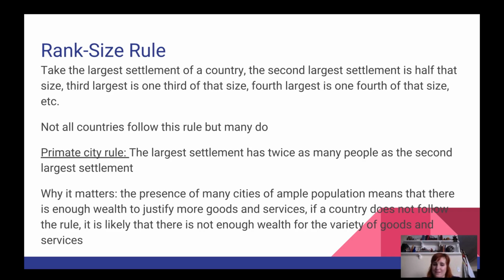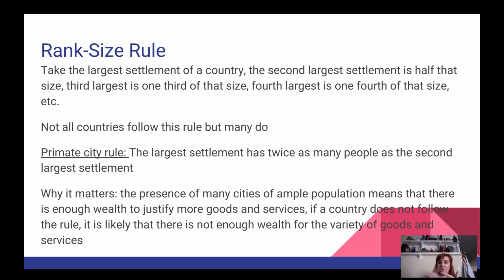So why does rank size rule matter? The presence of many cities of large populations means that there is enough wealth to justify more goods and services. If a country does not follow the rule, it is likely that there is not enough wealth for the right variety of goods and services. So if you're talking about locating a service and you're choosing between different countries, you'd want to pick a country that followed the rank size rule and had a collection of larger cities, right?